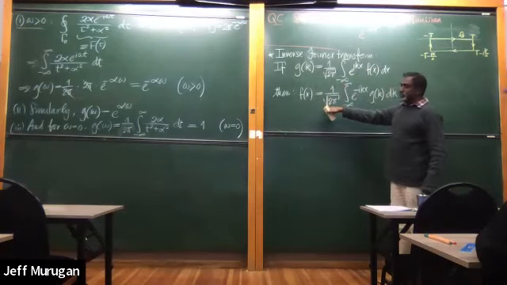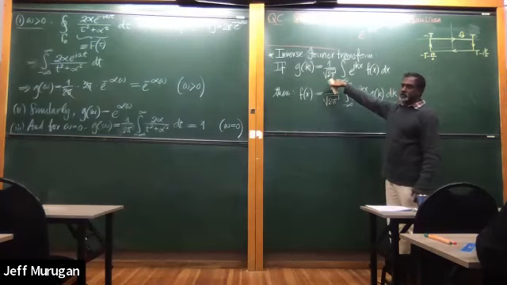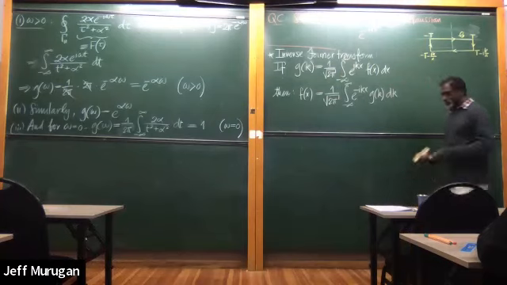And the 1 over root 2 pi here is again convention. Some conventions count this as a 1 over 2 pi, in which case this is a 1, some count inversely, and some go symmetrically between the two. So we're going to use the symmetric convention.